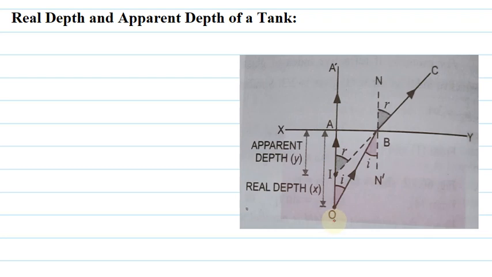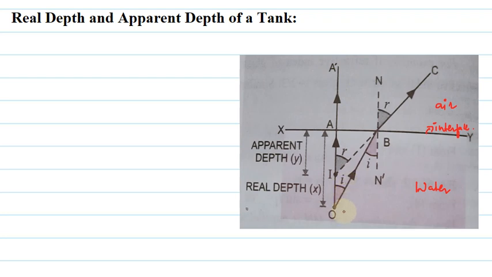Suppose O is a point object at an actual depth OA below the free surface of water. XY is a tank. So let us consider this as water, this as air, and here XY is the interface. A ray of light incident on XY, that is the interface, normally along OA, passes straight along OAA prime.